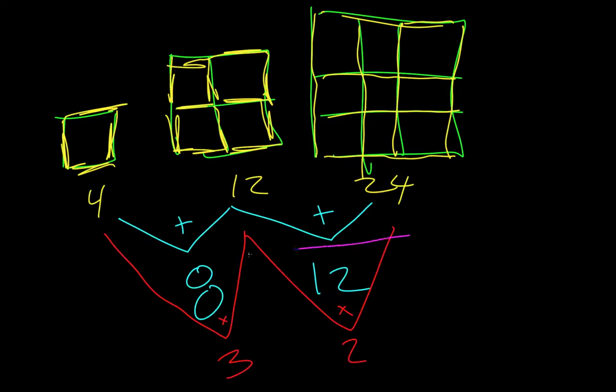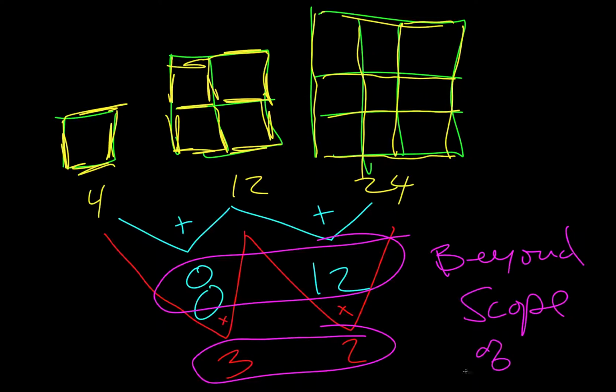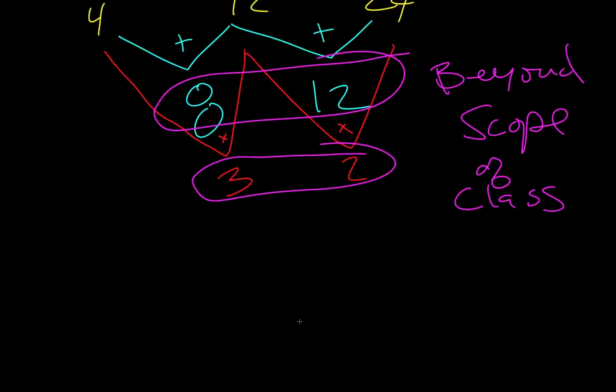If the addition isn't constant and the multiplication isn't constant, it's actually beyond the scope of this class. And so I just want you to write something like that. So beyond scope of class. So you want to show both of them, but state that it's beyond the scope of this class. Okay. Now we're going to move on to one that we can do.